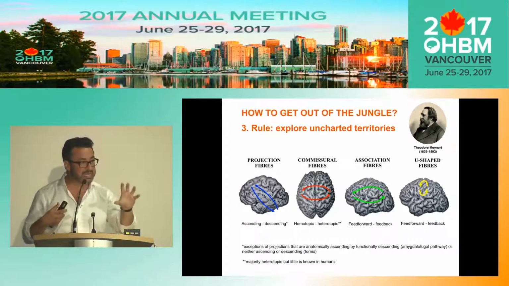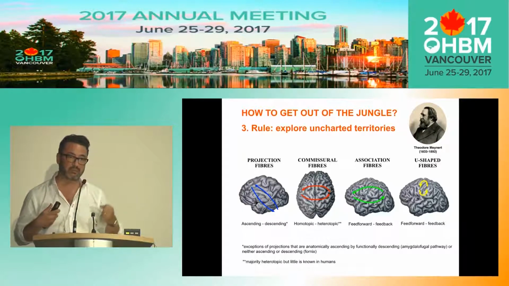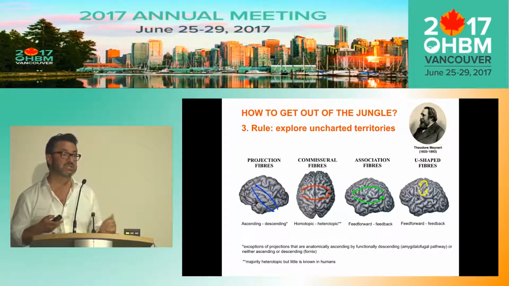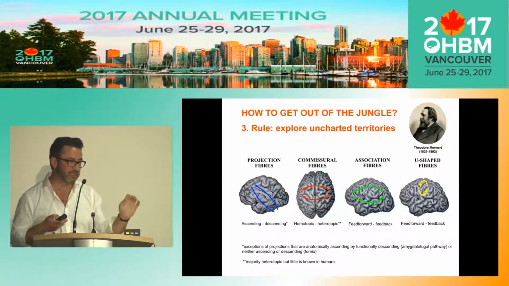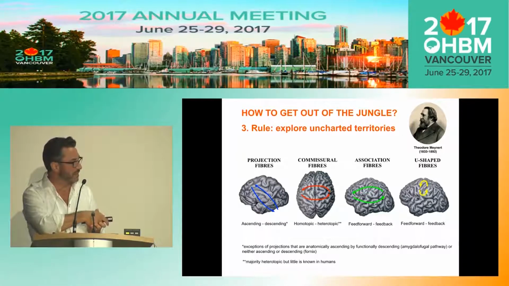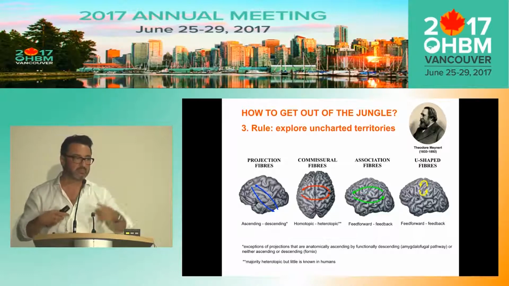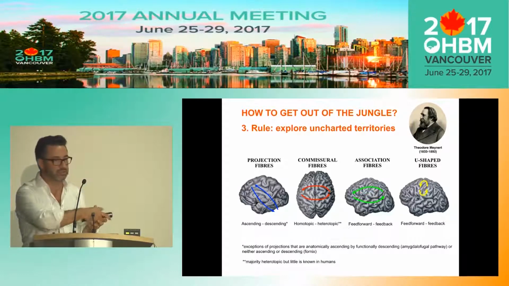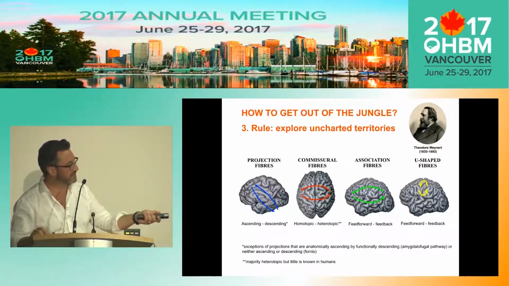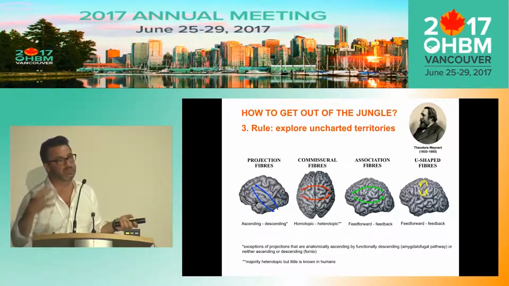Remember, for example, the main ascending projections are the thalamic projections. The cortex is completely blind to all sensory modalities except olfaction. So you receive olfactory information directly from the olfactory nerves. All the others are mediated by the thalamus. Now, the descending ones are mainly motor, so executive projections. But this rule of dividing into ascending and descending doesn't always apply to all the tracts.